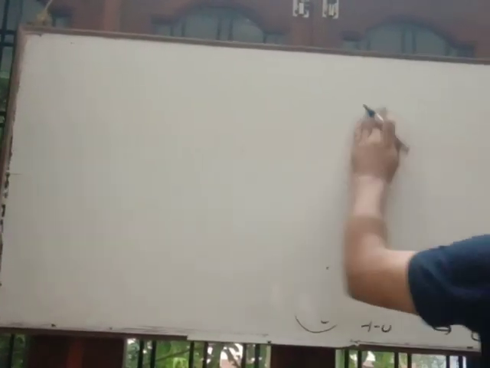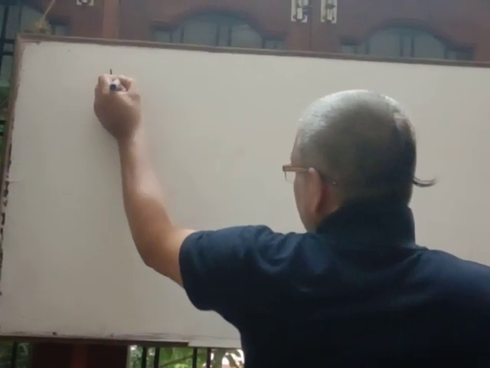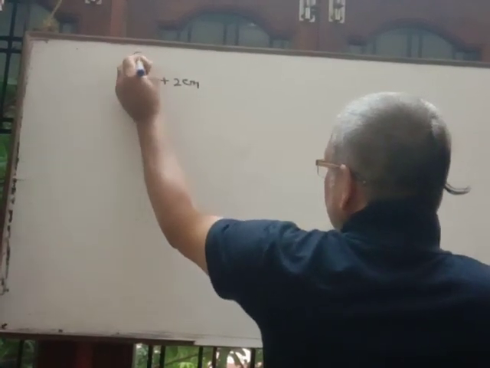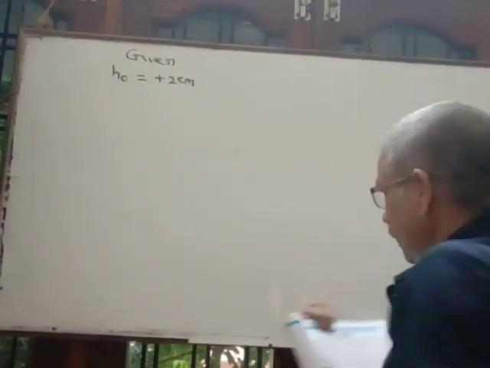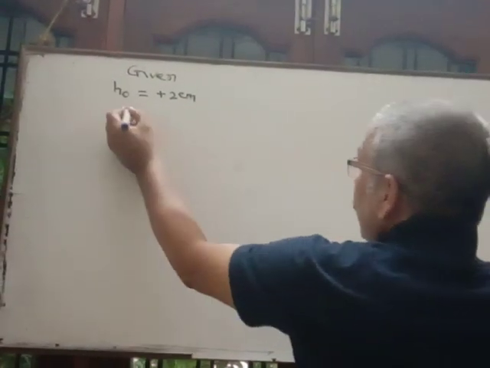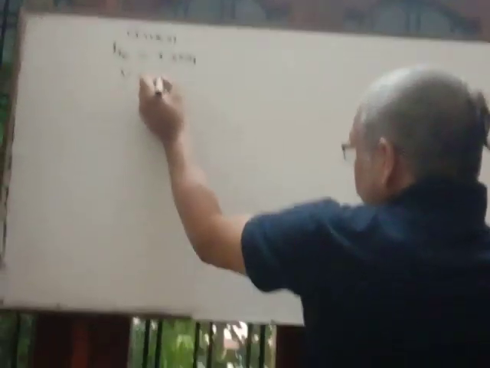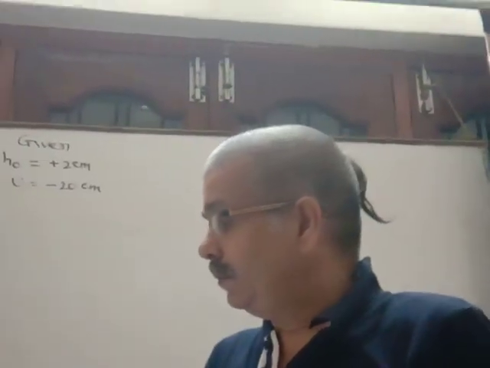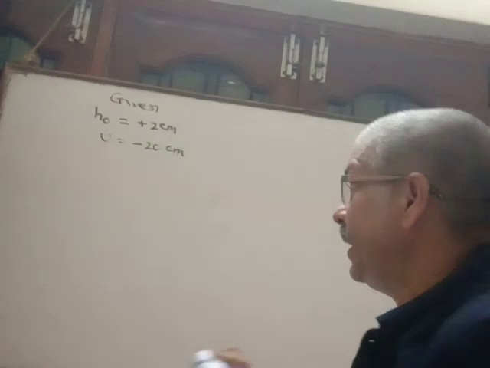A 2 centimeter high object. For solving a numerical problem, it is very important to first write what is given. A 2 centimeter high object, height of object HO is plus 2 centimeter. Always start from the given. A 2 centimeter high object is placed at a distance of 20 centimeter. Distance of object denoted by U is minus 20 cm. The distance of the object is always negative for any mirror. Distance of 20 centimeter from a concave mirror.